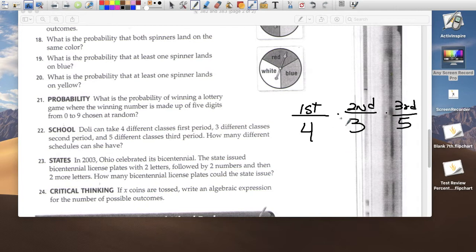Well, when you get to college, you will probably get something like this. So 4 times 3 is 12. 12 times 5 is 60. So you can make 60 different schedules. Okay. That's it for 22. I think we're going to stop at 23.